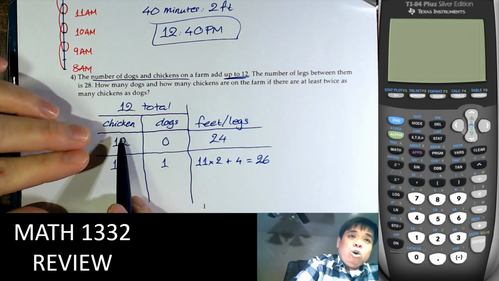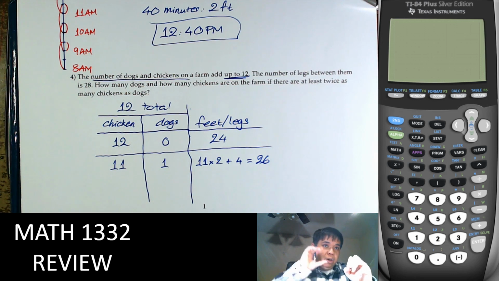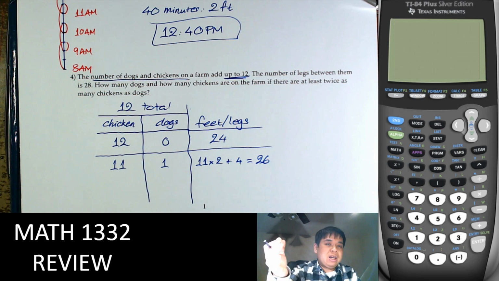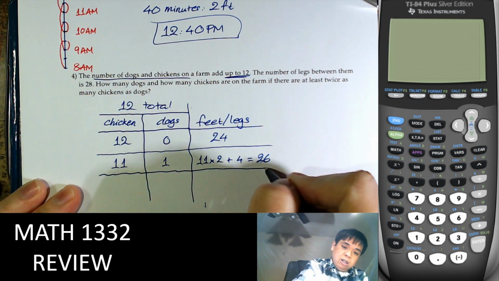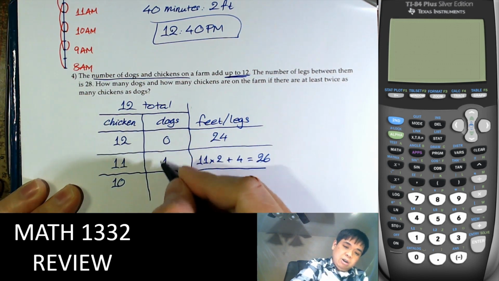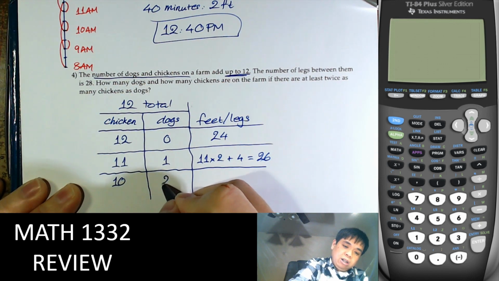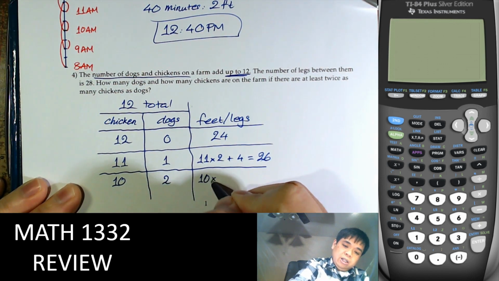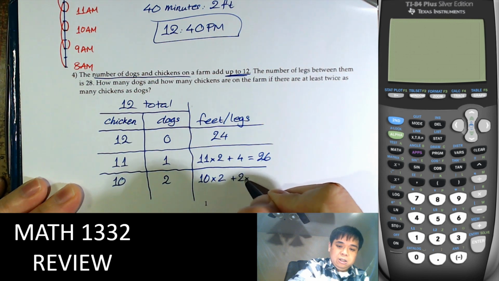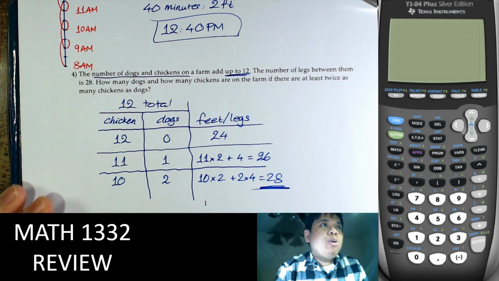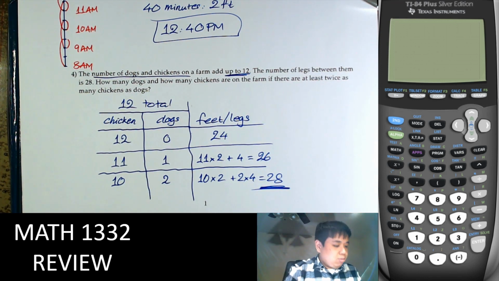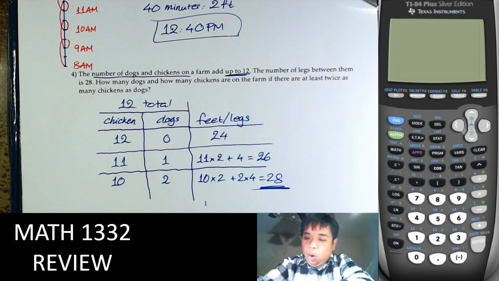So every time we reduce the number of chicken and increase the number of dogs, we add 2 legs to it, right? The dogs have 4 legs, chicken have 2. So by reducing the number of chicken by 1 and increasing the dog by 1, essentially we have exactly the number that we need. So therefore we have 10 chickens and 2 dogs. We said strictly reasoning, no algebra here.